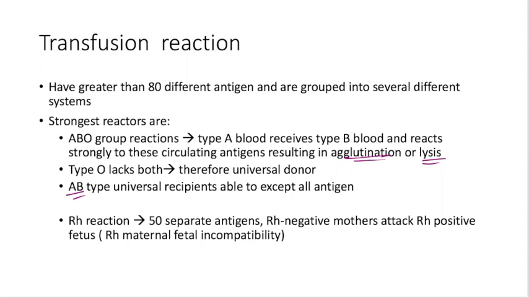This group is most polymorphic, and that has at least 50 separate antigens, at least 5 major antigens, and a large number of rare variants have been identified. This is where the Rh negative mothers attack an Rh positive fetus, and it's basically a maternal fetal incompatibility. A disease called hemolytic disease of the newborn is most commonly caused by IgG anti-D alloantibody produced by an Rh negative mother against the erythrocytes of her Rh positive fetus.